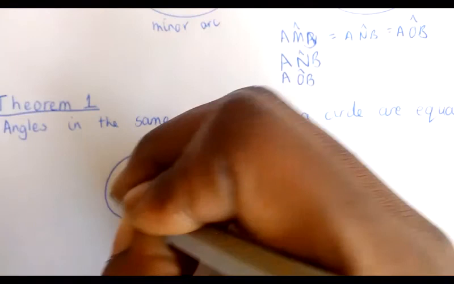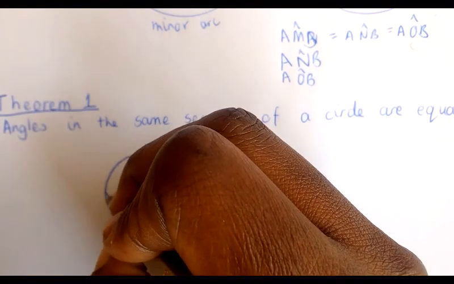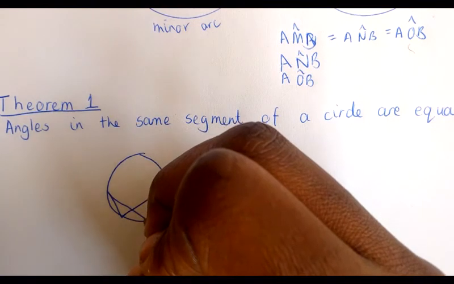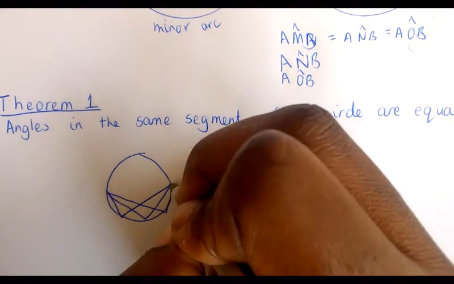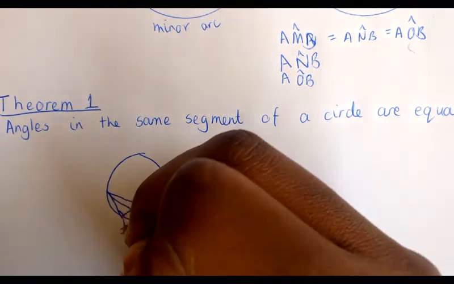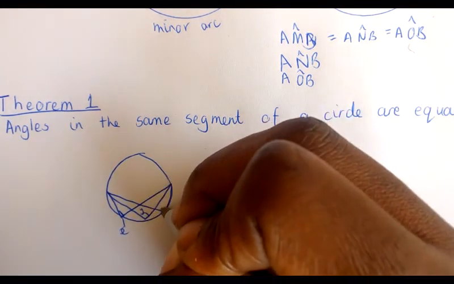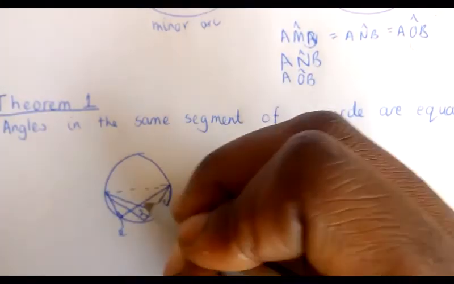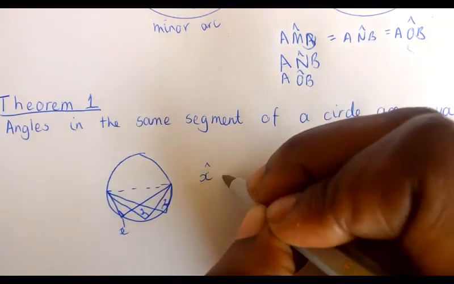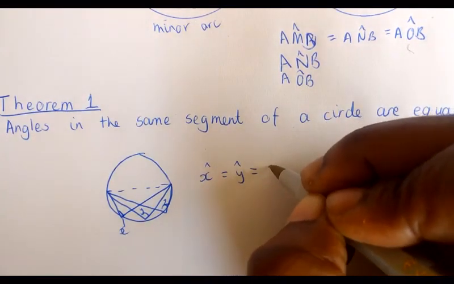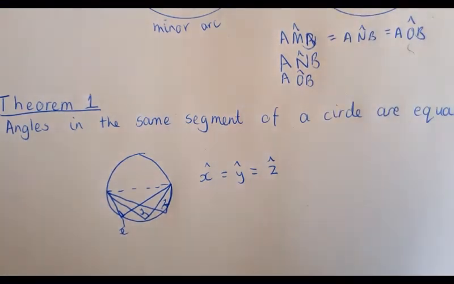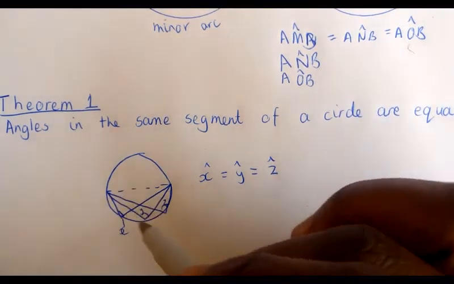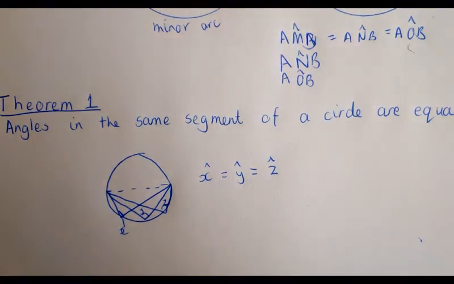Even angles in the same minor segment are equal. So given angles like this, this being angle X, this being angle Y, and this being angle Z, these angles are in the same minor segment and they are equal. So angle X is equal to angle Y, which is equal to angle Z. Whether it is a minor or a major segment, for as long as angles are in the same segment and are subtended by the same arc, they are equal.